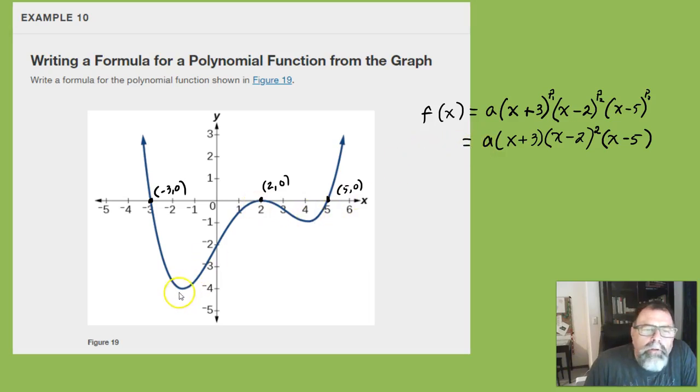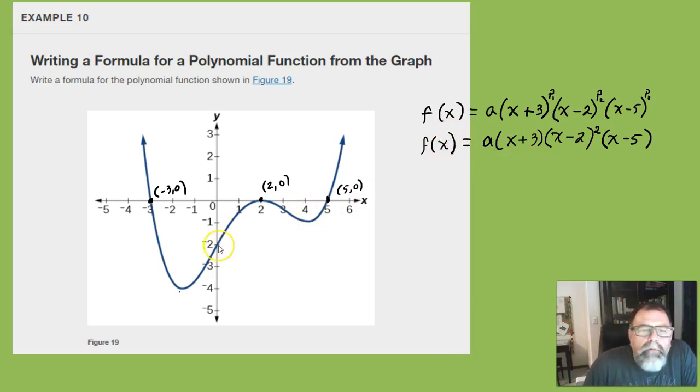Look, 1, 2, 3 turning points. So yeah, 4th degree. If we had another turning point, we would have to add another degree, and so we might have gotten our multiplicity wrong. So that kind of jives with what we have.